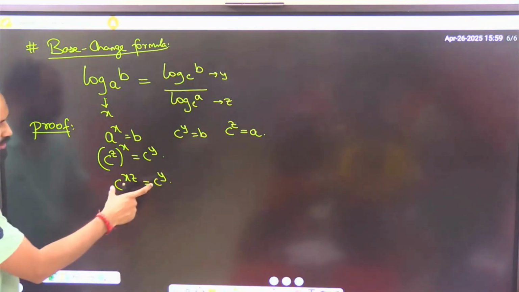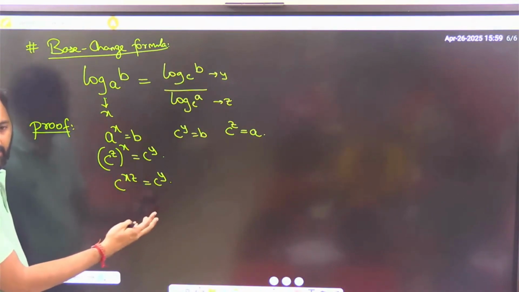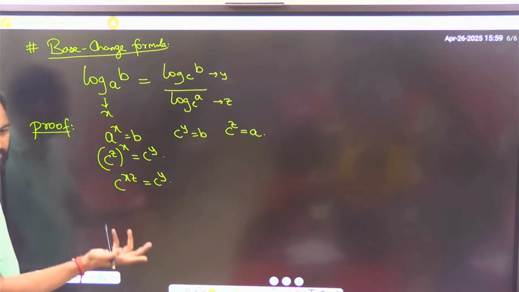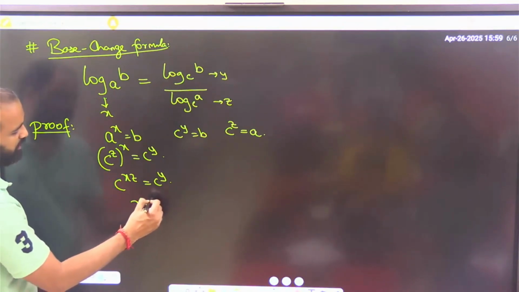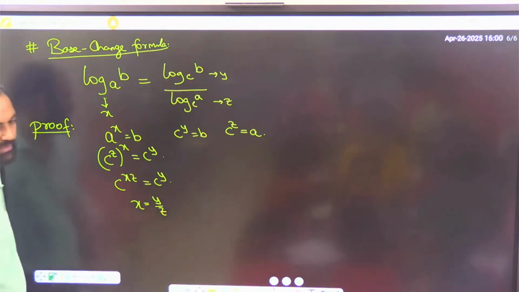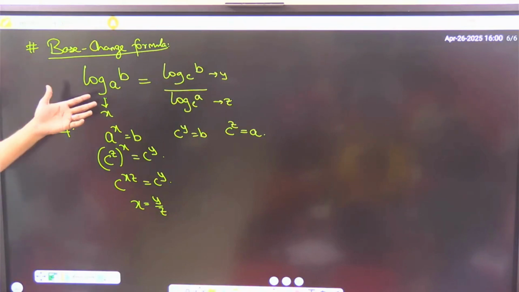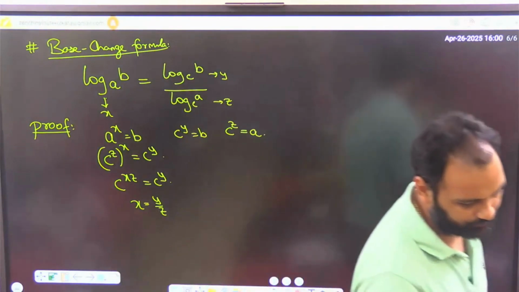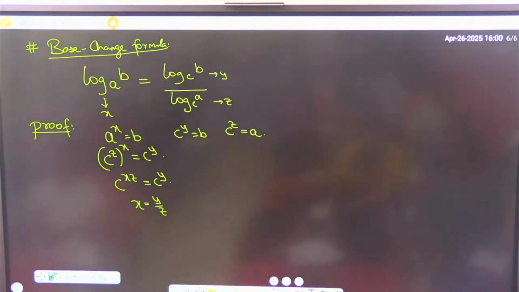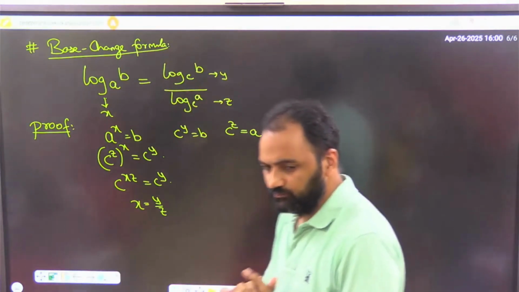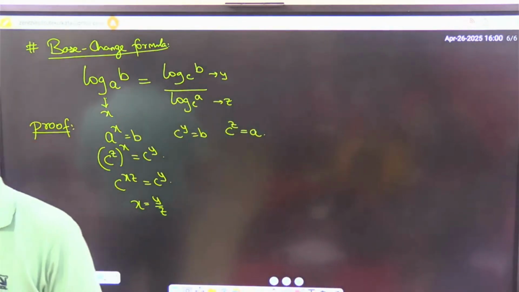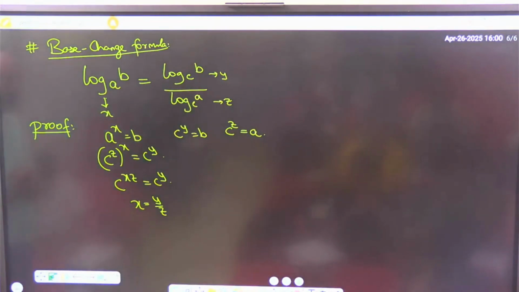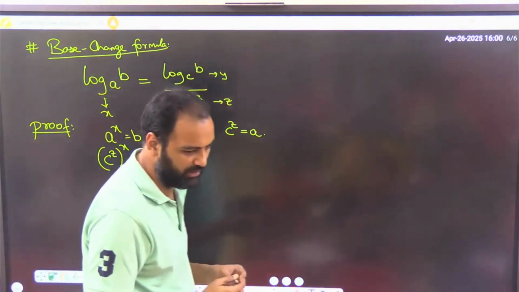Now again, the numbers are equal, the bases are the same. What must happen? Powers must be equal. So that gives us x is equal to y by z, which is what we are looking for. x equal to y by z. And is that clear? So it's an important result, the base change formula.